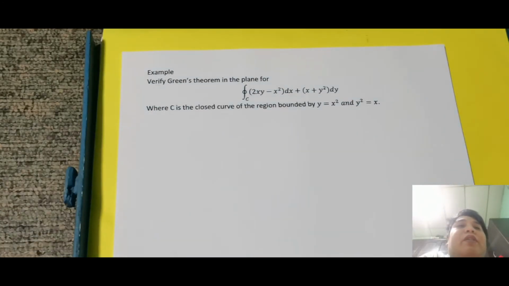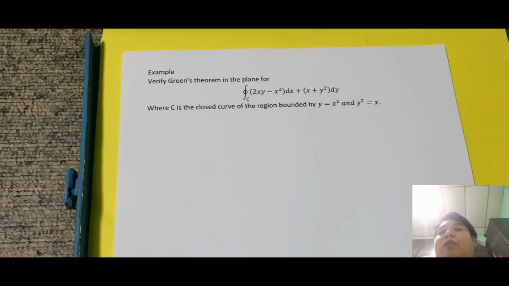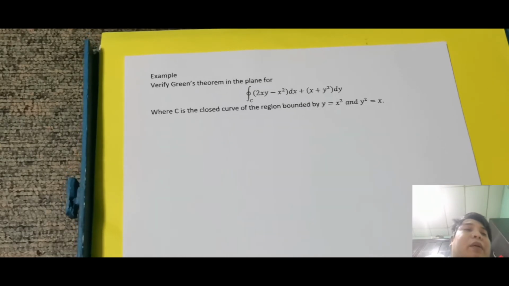Okay, so verify Green's Theorem in the plane for the closed integral of 2xy minus x squared dx plus x plus y squared dy, where C is the closed curve of the region bounded by y is equal to x squared and y squared is equal to x. So, siyempre, una natin gagawin, tingnan natin yung region bounded dito sa dalawang parabola.